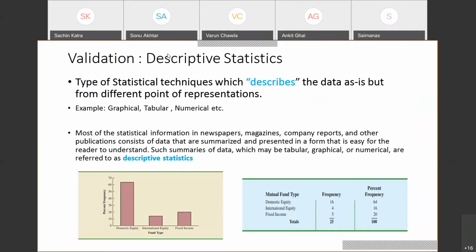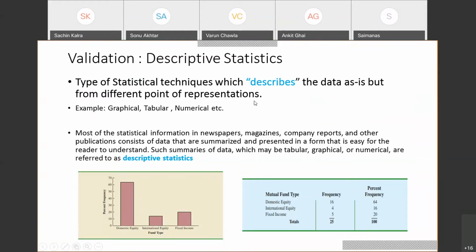Descriptive statistics is presenting the data as is. It's a type of statistical technique which describes the data as is, but from a different point of representation or a different point of view. For example, I can give you a very long table with 100 columns and 1000 rows. What are the ways you can re-represent that data from a different angle? You can summarize it in a tabular form, make a pivot, or maybe a graphical representation that will help me ingest that data better than its plain form. That is where descriptive stats come in.